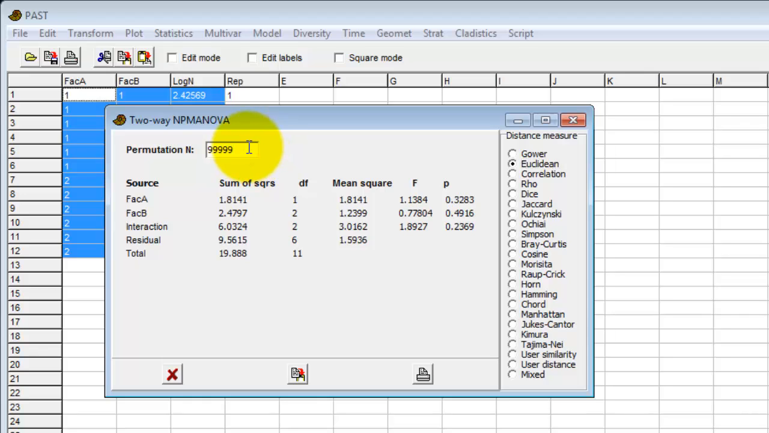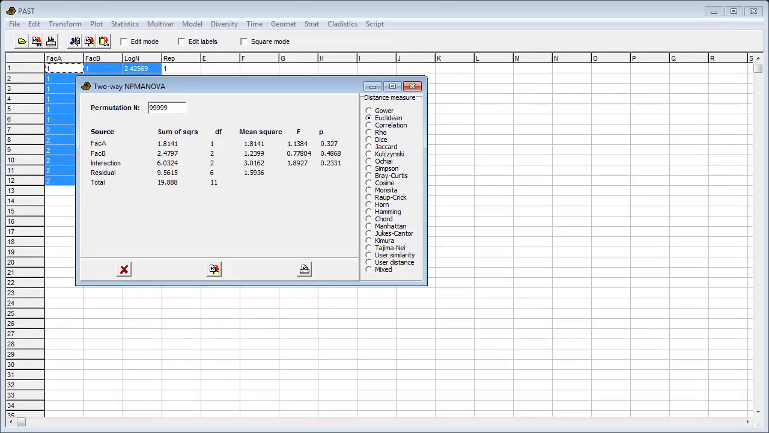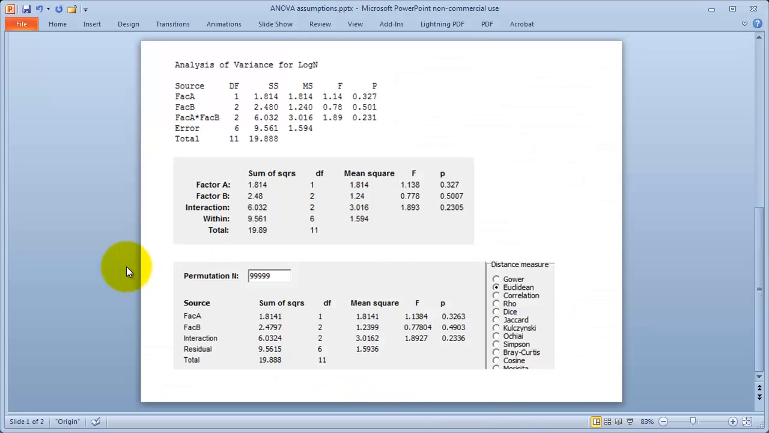Now, the way in which PAST tests hypotheses in several of its routines is by permutation. And you can see up the top here, I can select the number of permutations. And if I click, you'll see it just runs, or I hit enter, it runs and generates a new set, and the numbers change down here, the p-values, in the last decimal place. So I also copied this into PowerPoint. So let's go and have a look.